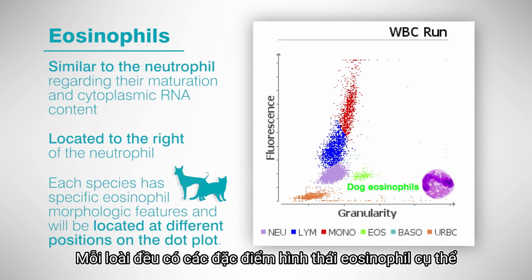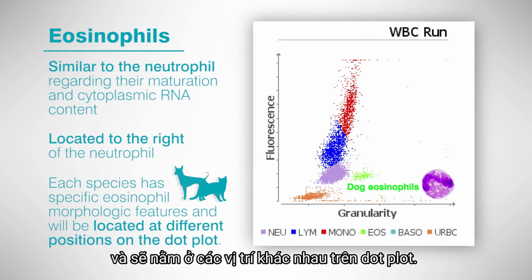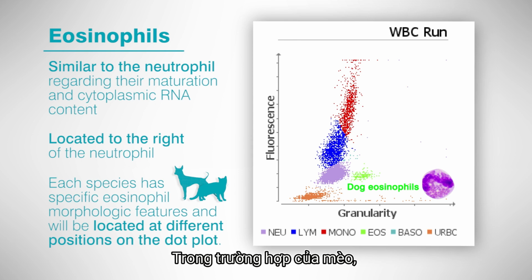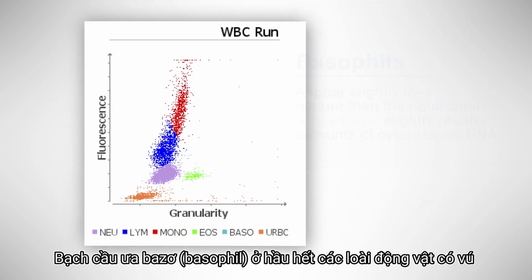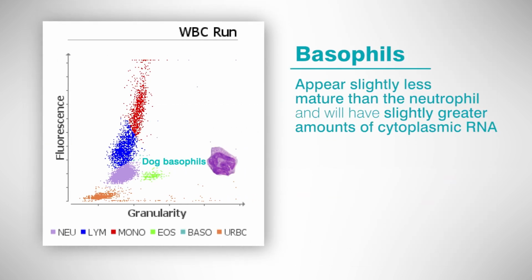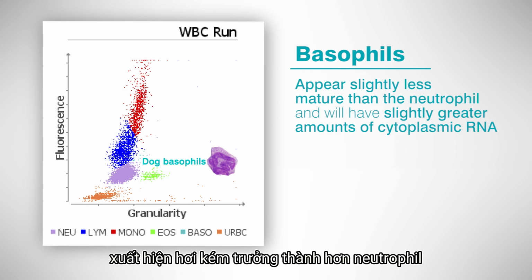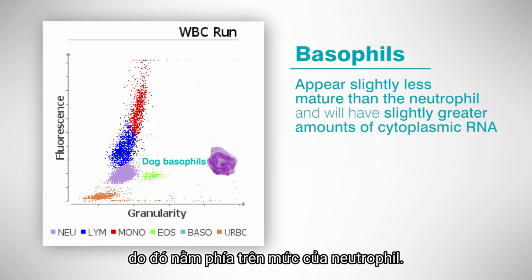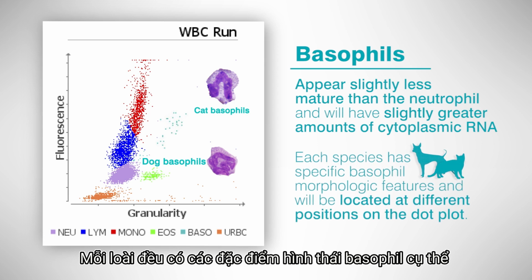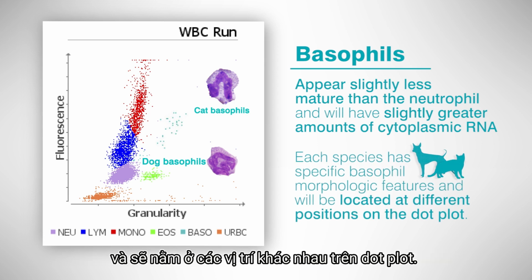Each species has specific eosinophil morphologic features and will be located at different positions on the dot plot. In the case of the cat, eosinophils are located above and to the right of the neutrophil. The basophils in most mammalian species appear slightly less mature than the neutrophil and will have slightly greater amounts of cytoplasmic RNA and are therefore located above the level of the neutrophil.